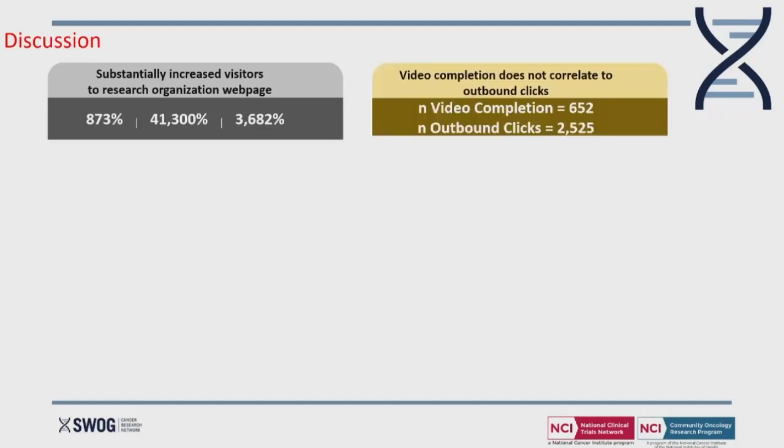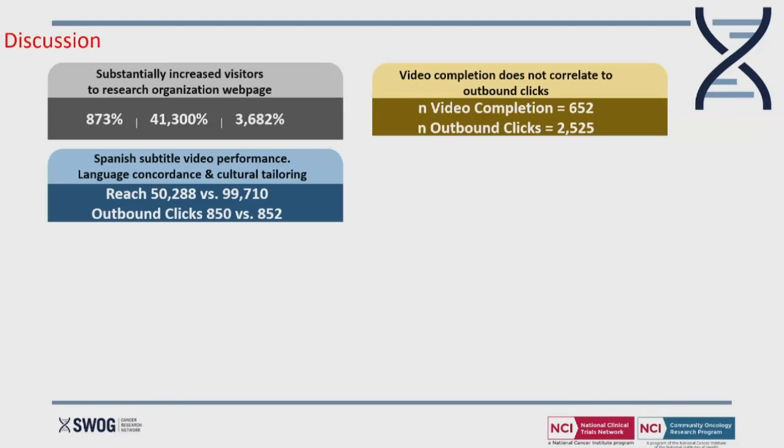The other takeaway was that video completion does not equal outbound clicks. Completion does not correlate. Outbound clicks were just 652 for the whole project, but we had 2,525 completions. What that tells us is the audience is getting it way quicker, and they're deciding way sooner if they want to watch it or not.